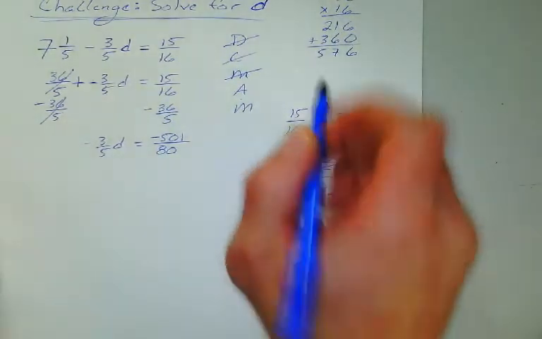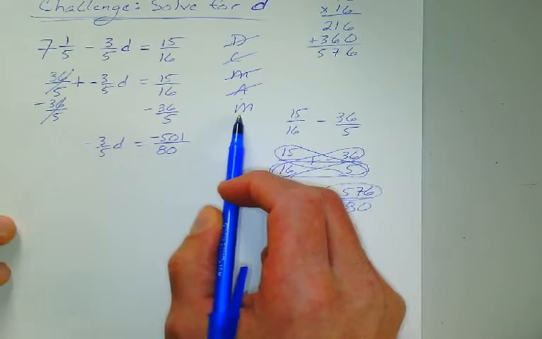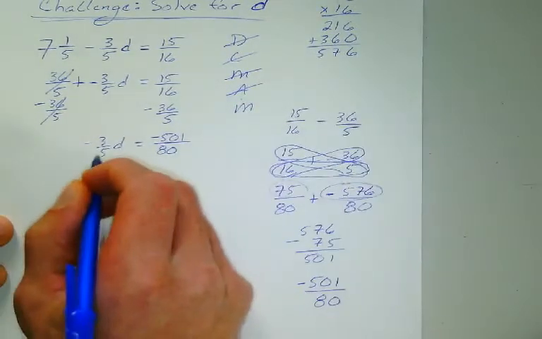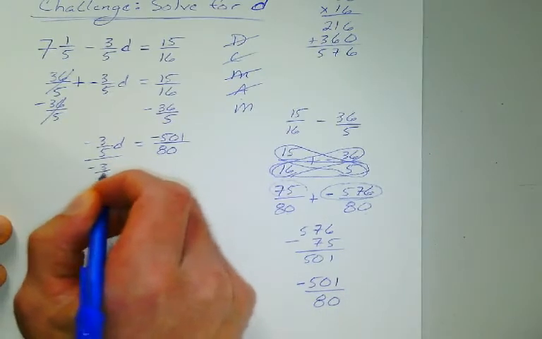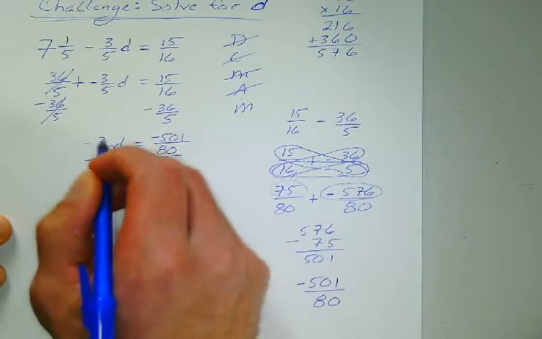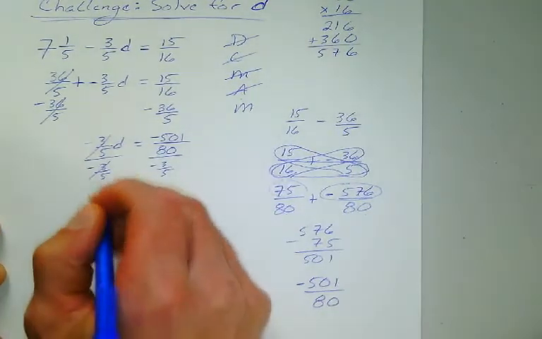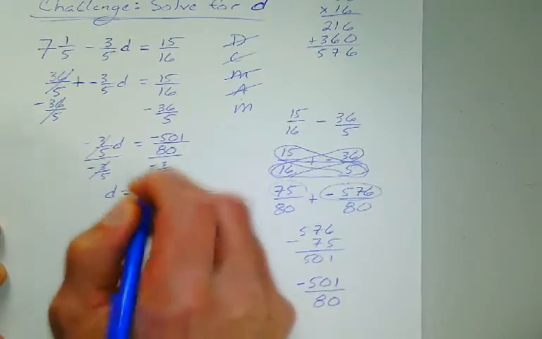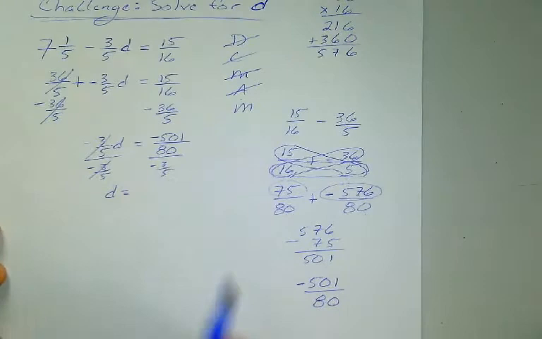All right, so we just undid our addition. Now we need to undo multiplying or dividing. So we have to undo this multiplying by negative 3/5, so we're going to divide both sides by negative 3/5. On the left side, that's the identity. You get 1. So we have d equals negative 501 over 80 divided by negative 3/5.